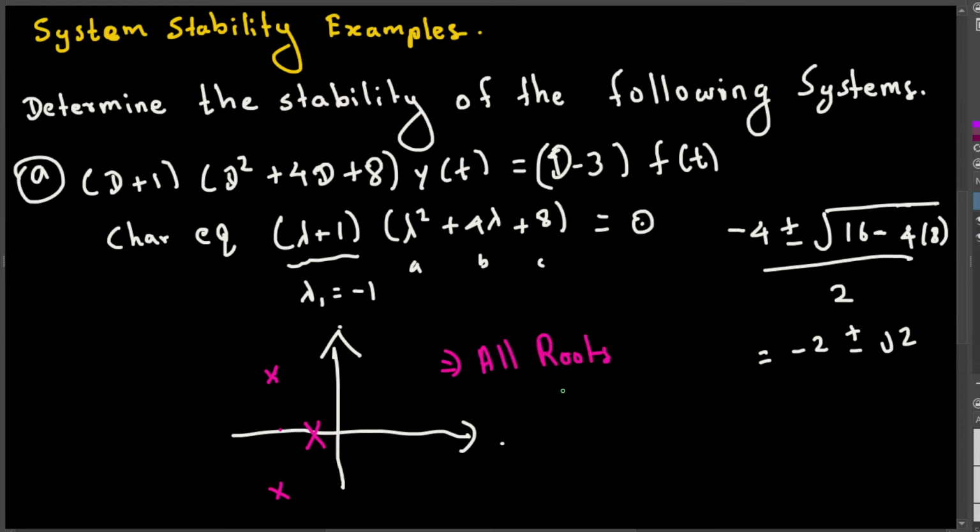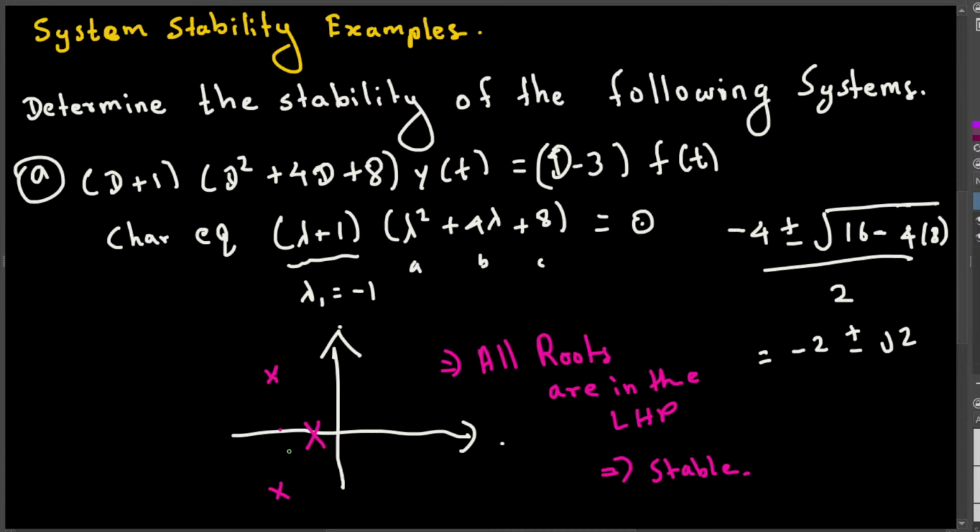All roots are in the left half plane, therefore this is stable. If you watched my previous video, you know that if the real part of a root is negative, it doesn't matter what the imaginary part is. If the real part is negative, that is a stable system. If the real part is 0, that is marginally stable. If the real part is positive, in the right half plane, it is unstable. That's all you have to know.